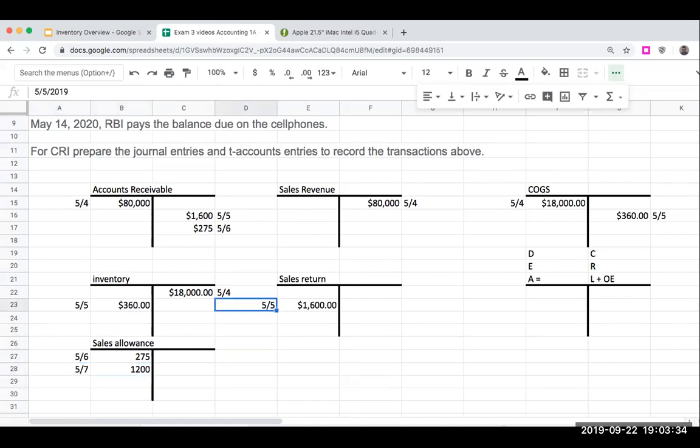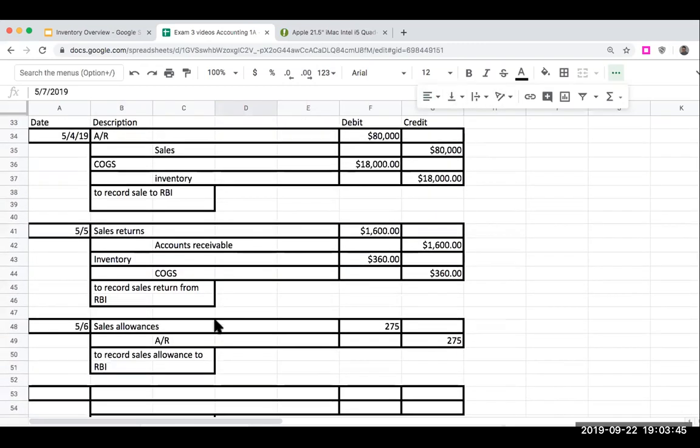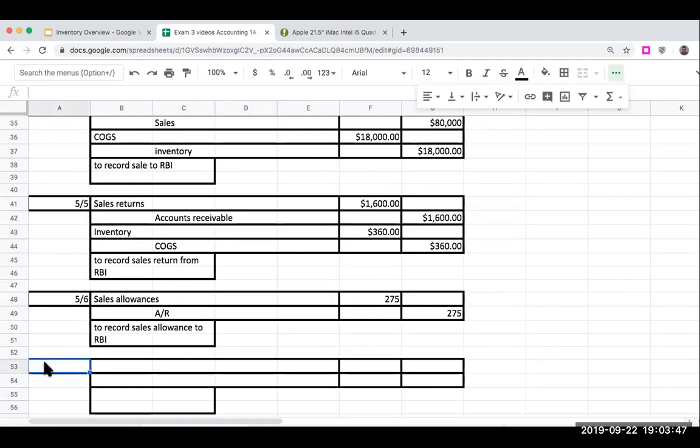Debiting sales allowances, crediting accounts receivable on May 7th. So to go through here and record this, again, this will be 5/7. I'm going to have sales allowances, crediting AR. Again, these journal entries never change, okay?